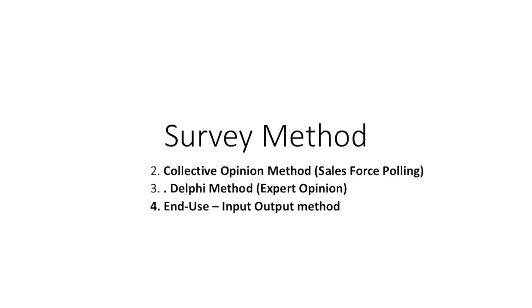Now, the last one under the survey method is the end user method, and another name for the end user method is the input output method. Now, how does this work? First, identify all the end user industries in the market. We have to list all the industries that use the intermediate product. For example, steel is used for construction, automobiles, and machinery. Then we have to estimate the final product demand, forecasting the demand for the final goods produced by these industries.